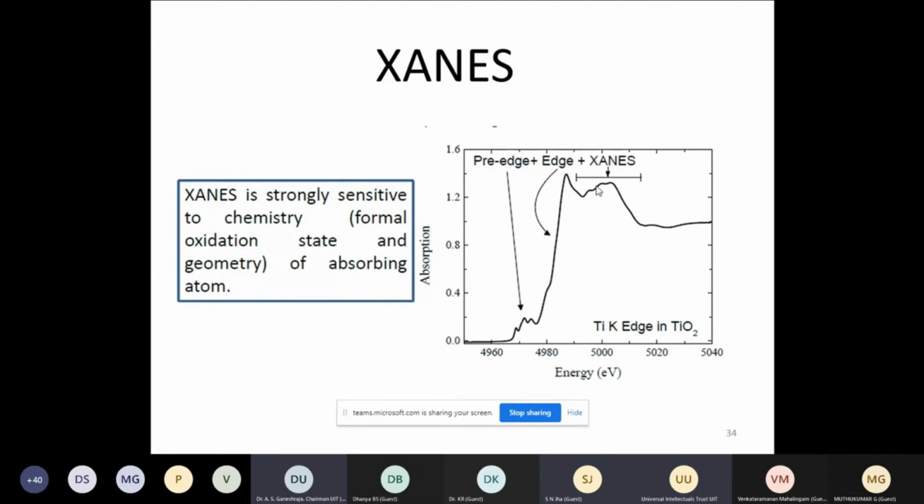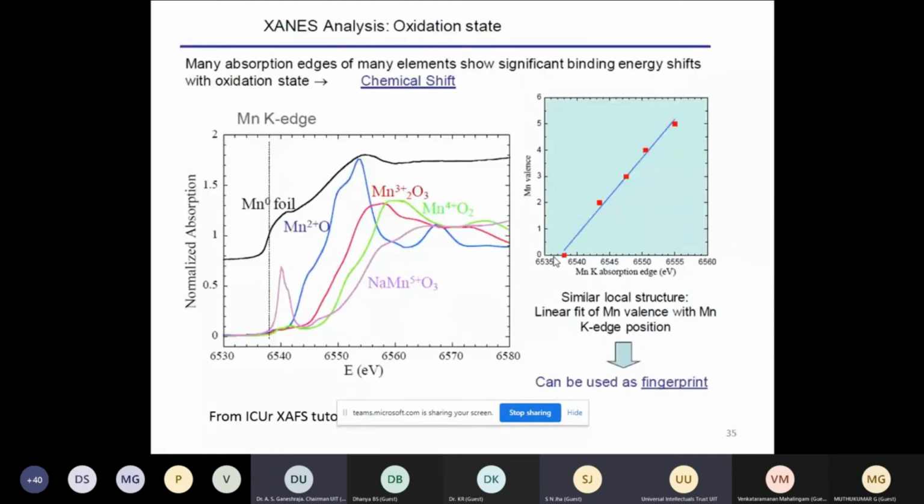For example, this is the titanium case in TiO2. You can see that just by looking at these pre-edge features, we can tell about the symmetry, whether it is rutile or anatase phase. And by looking at the position of the absorption edge, we can tell about the chemical state of the element present in the sample. So this is an example of finding the oxidation state from XANES analysis.